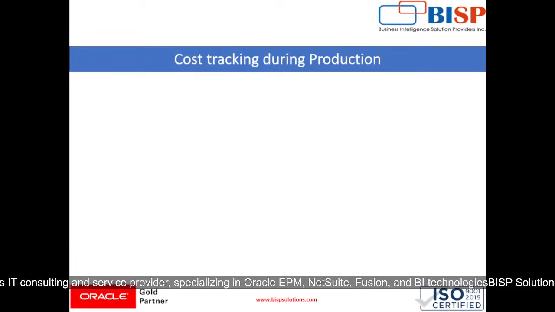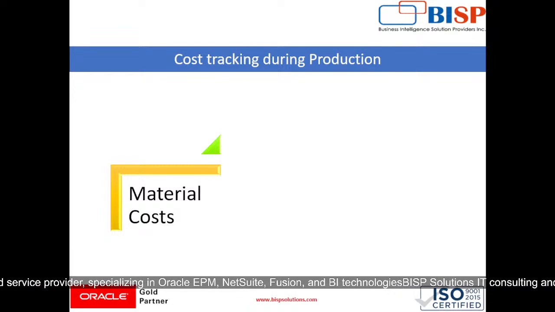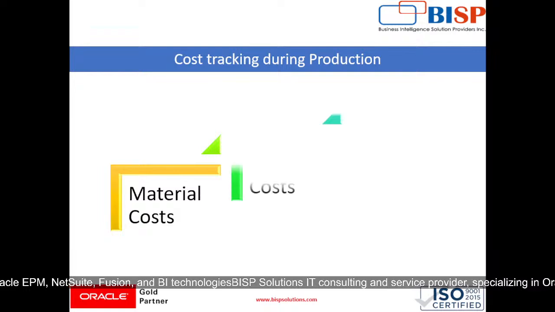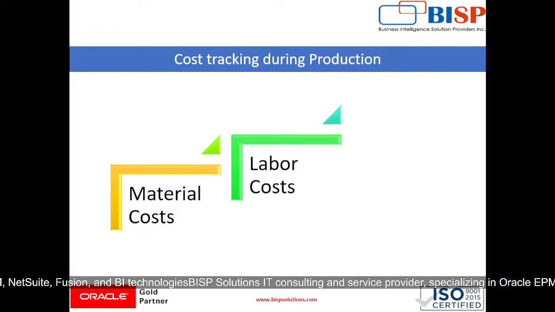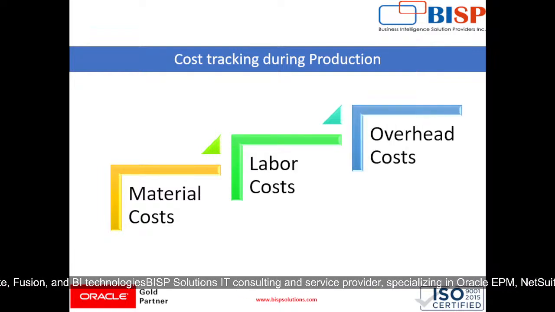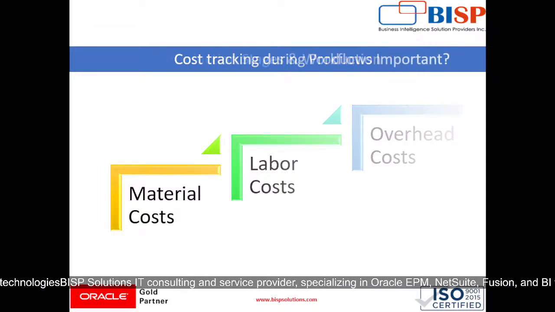After that, cost tracking during production is there. So first of all, material cost is there, where the material costing is defined. After that, labor costs are defined, and then overhead cost is tracked during production.